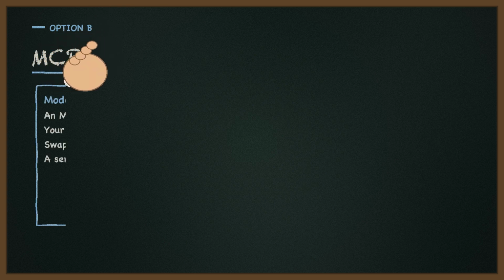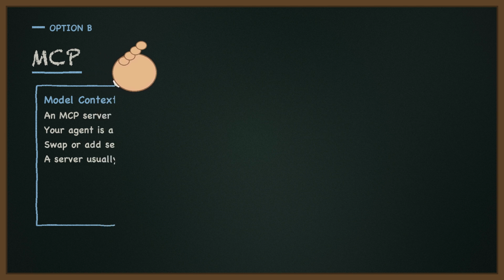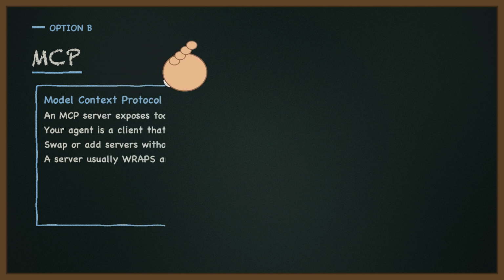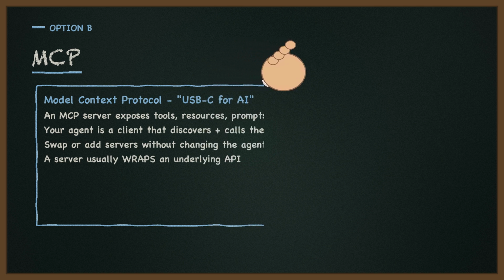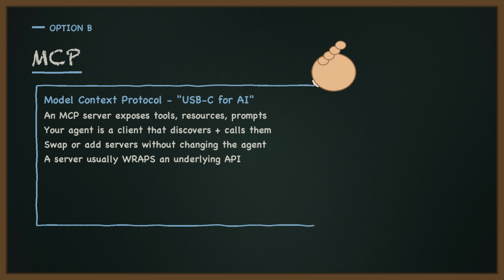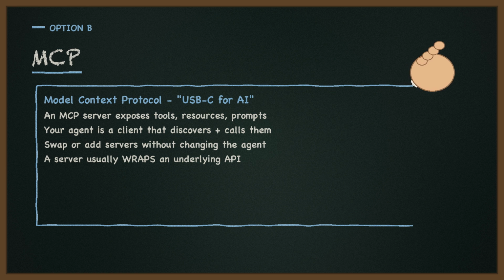MCP, the Model Context Protocol, is an open standard from Anthropic, often called USB-C for AI tools. An MCP server exposes tools, resources, and prompts in a standard way. Your agent acts as the host, embedding an MCP client that discovers and calls those tools at runtime, no hard coding. And here's the key insight. An MCP server usually wraps an underlying API. So MCP is a standard layer on top, not a competitor to APIs.